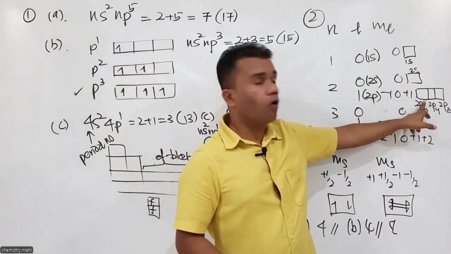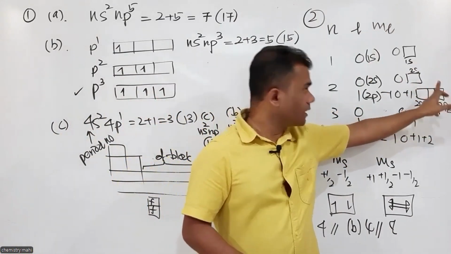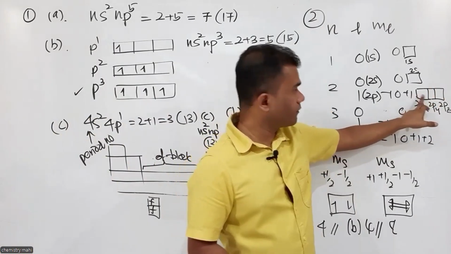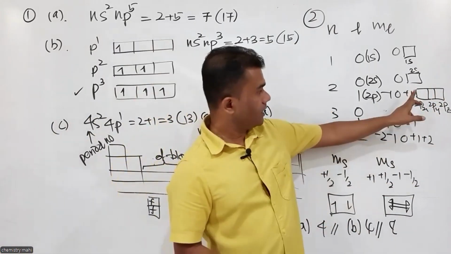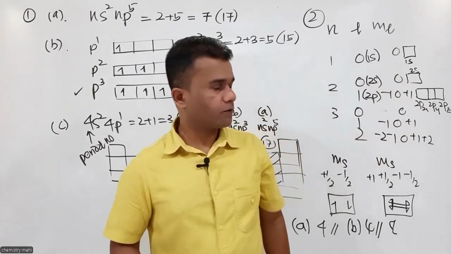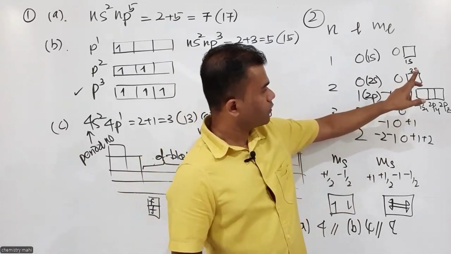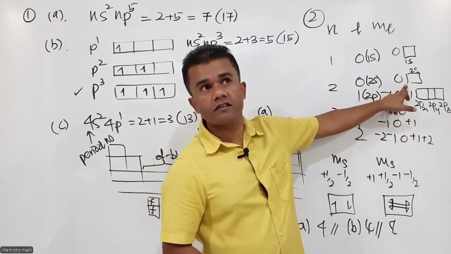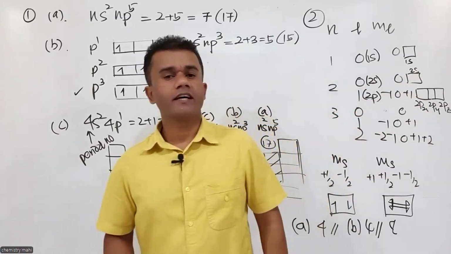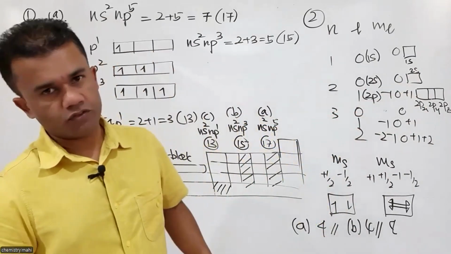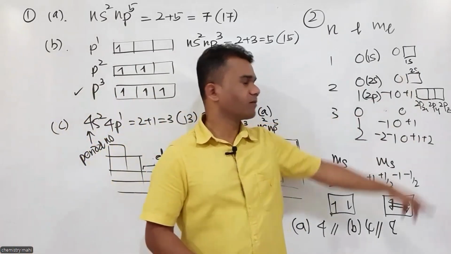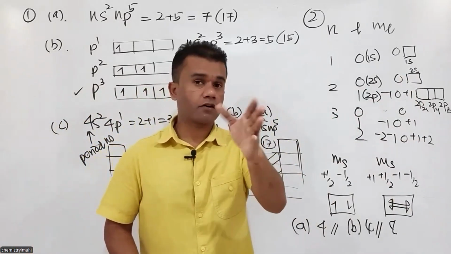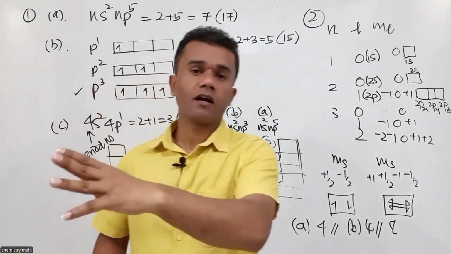Here again 4, here again 4, here again 4. Then in the case of these 3, there are total 4 plus 4 plus 4, 8. Then 4 plus 4 plus 4, 12. So 12 electrons and 4 is 16. Total there are 16 electrons, 16 spin quantum numbers. 16 spin quantum numbers means 16 electrons, 16 protons, 16 atomic numbers.